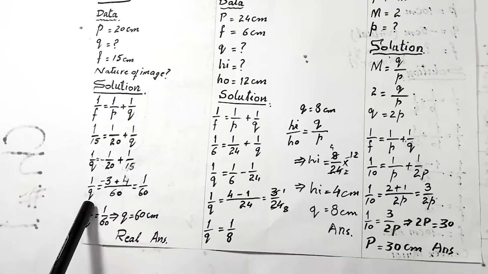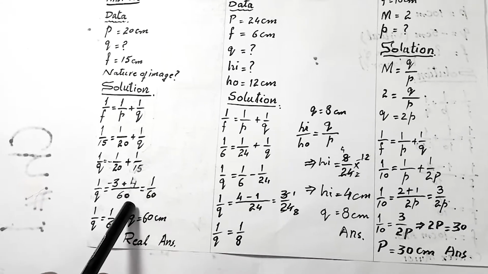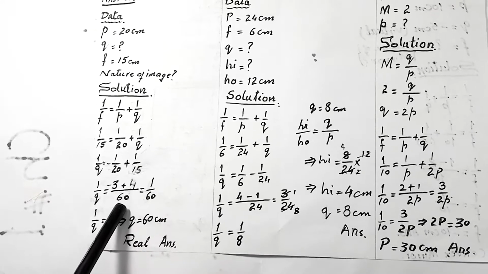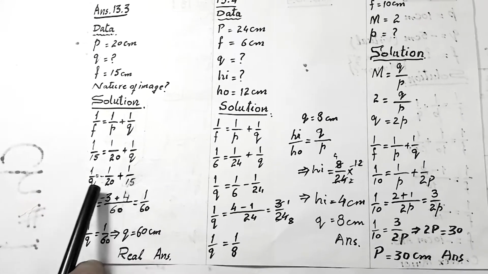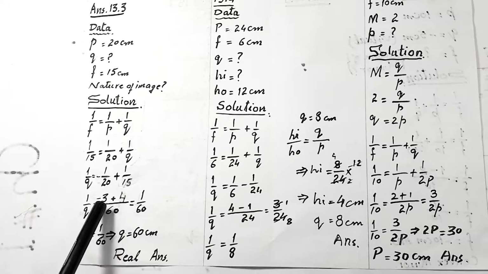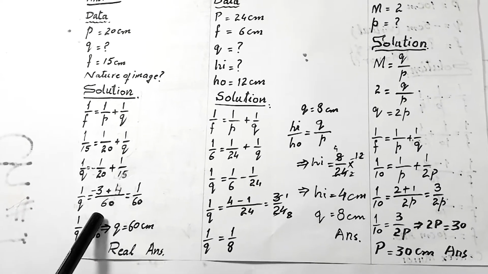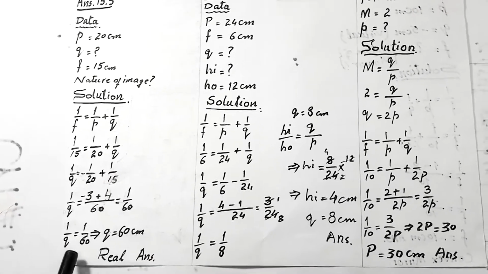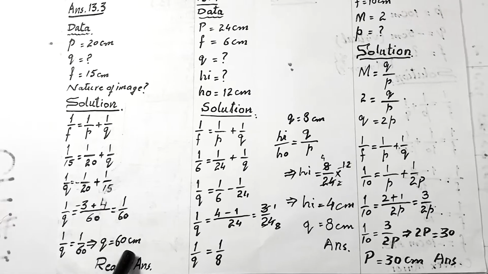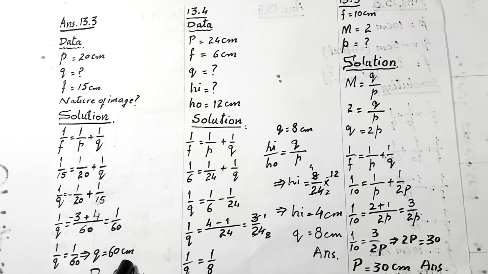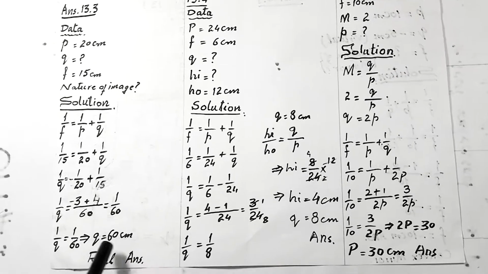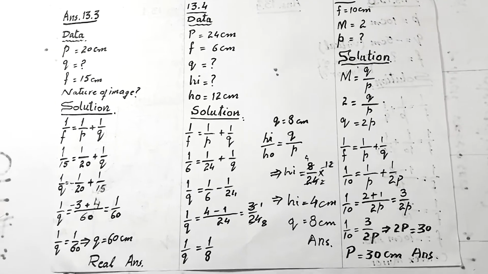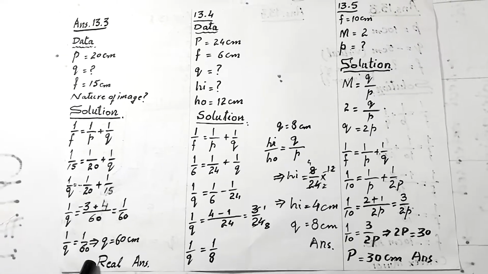Here 1 upon Q is equal to minus 3 plus 4 upon 60, because we take the LCM of 15 and 20, which is 60. Now 60 divided by 20 comes 3, so minus 3 plus 4. By subtracting we get 1 upon 60. Inversing the values, Q is equal to 60 centimeter, the position of the image is 60 centimeter. Because the value of Q is positive, image distance is positive, therefore it is a real image. So that is the nature of the image.